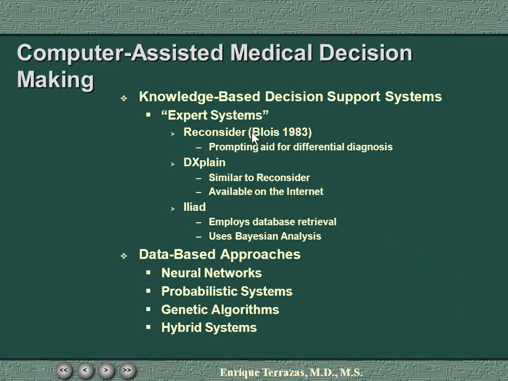There's three examples: Reconsider, De-Explain. This one is available on the internet. You can actually go look for it and see what it does. And Iliad. And they all basically are aids for differential diagnosis. So you give signs and symptoms and it spits out a differential diagnosis. It's helpful for thinking about some uncommon diseases that can be part of the differential diagnosis.